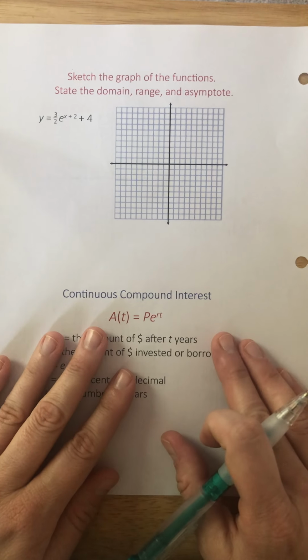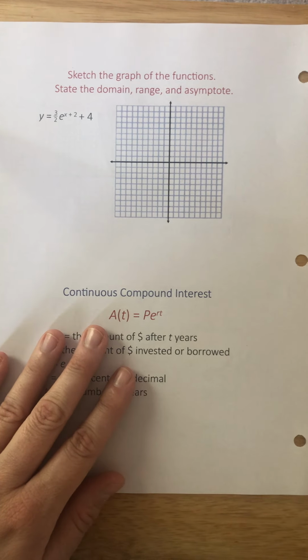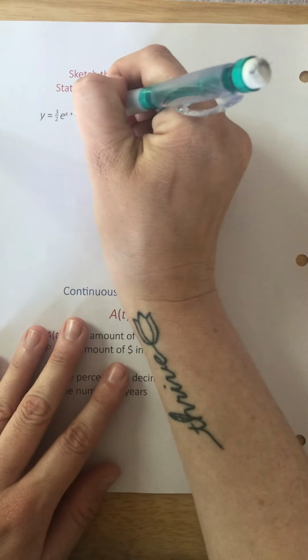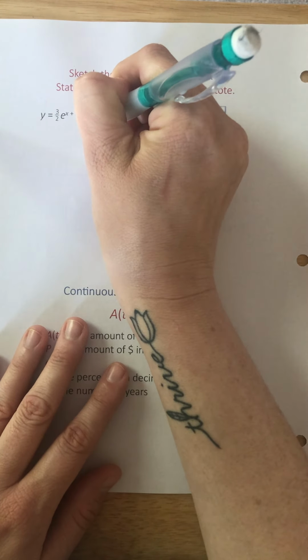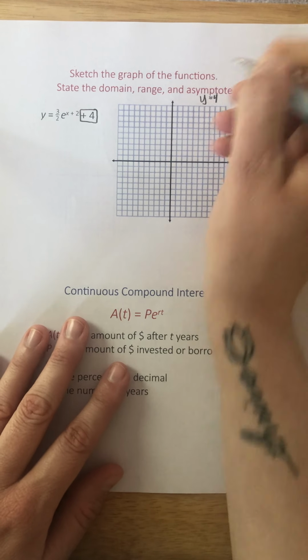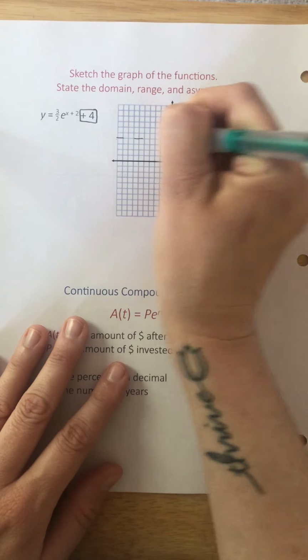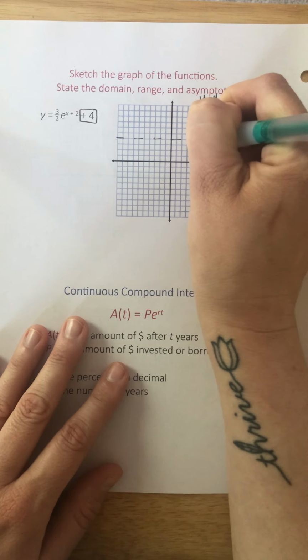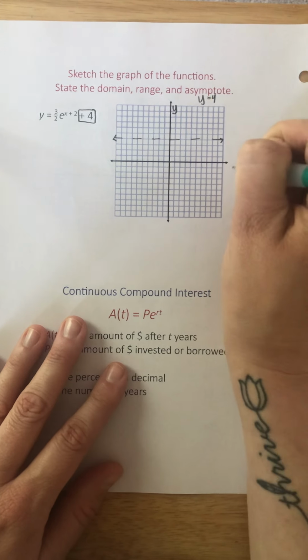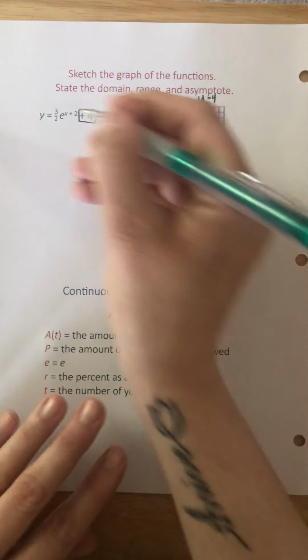All right, so example 3. Again, I'm going to look first and see if I can figure out the asymptote. That's based on this number back here. So the asymptote is y equals 4. So I'm going to go ahead and plot that in my picture. We'll go ahead and label, excuse me, my axes.